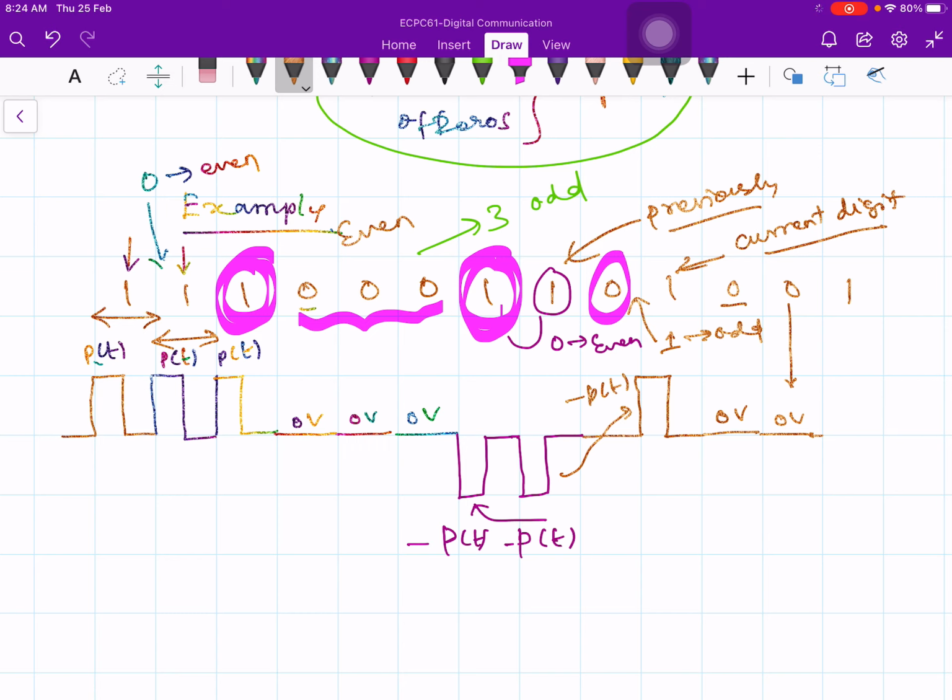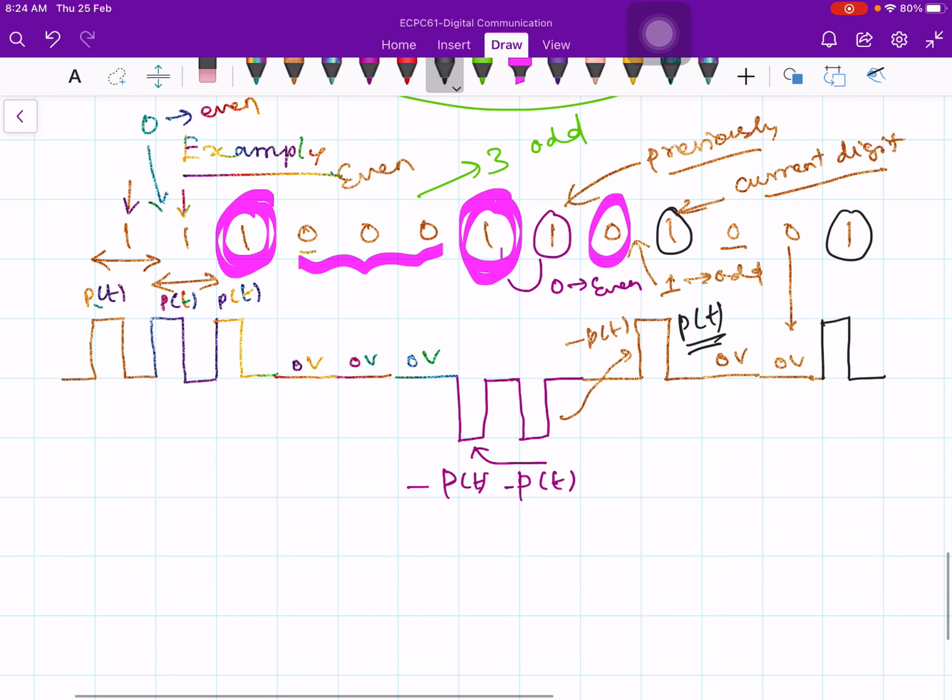And now, this is my previously transmitted digit and this is my current digit. In between, how many zeros are there? 2 zeros, even number. So don't change the polarity. The same, don't change the previously transmitted polarity of the signal. So you put like this. So that's how your DO binary signaling scheme looks like. And this is my one transmission interval.